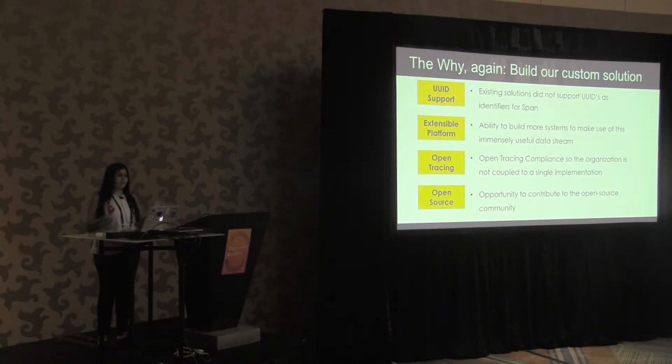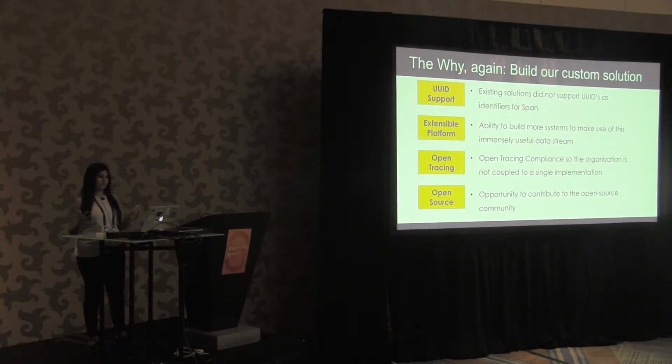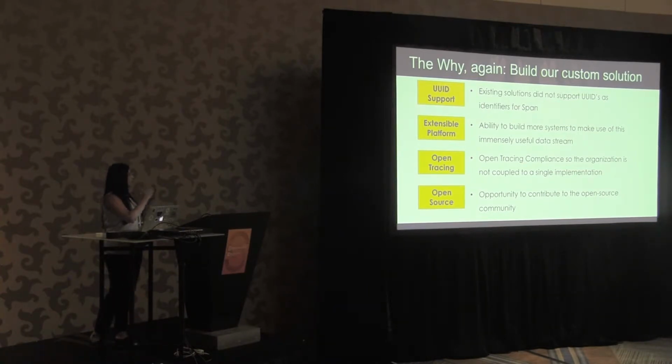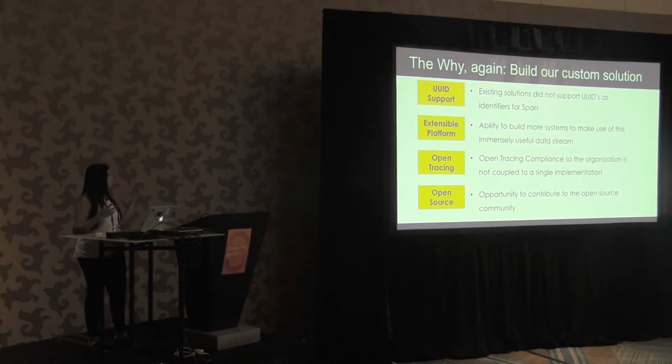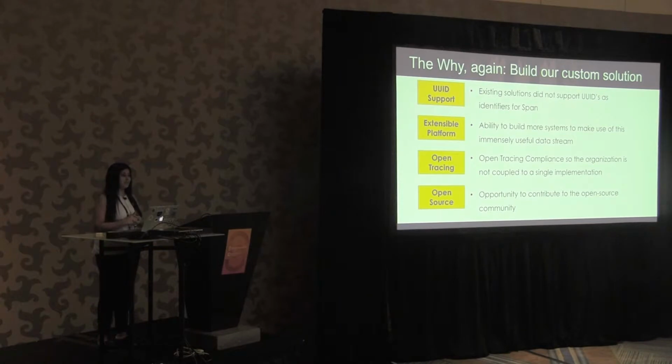But there were a couple of things that stopped us. We started our journey in 2014 with Zipkin doing a POC. We did our POC by forking Zipkin and trying it out in the Expedia ecosystem. One of the two major things that stopped us was that there was no UUID support in Zipkin at that point. They do have it now, but they didn't have it at that time.